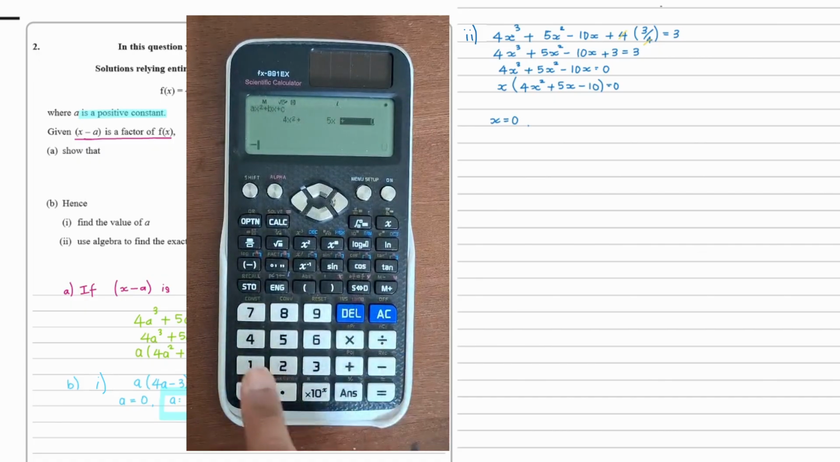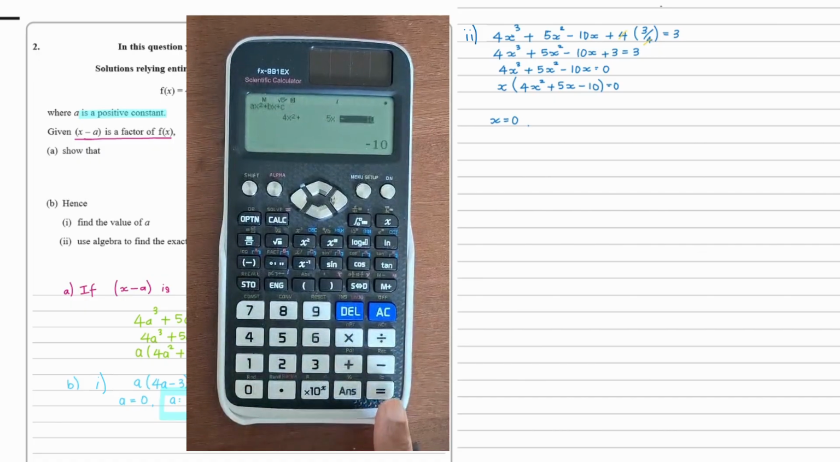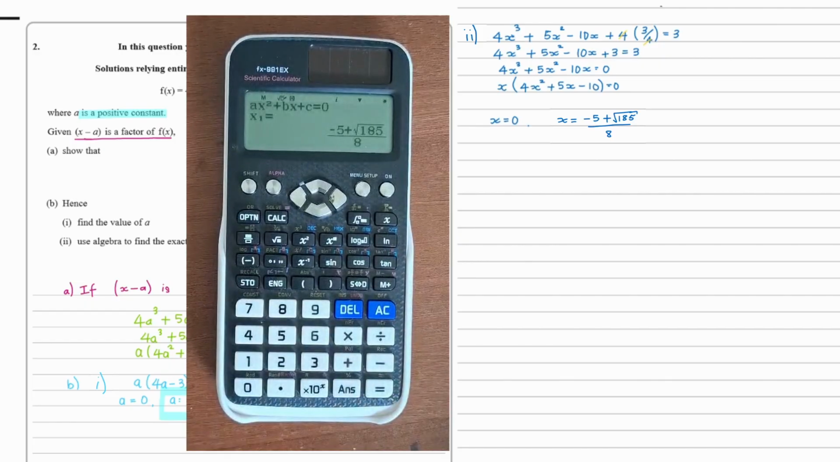And if we press equal another time, we will get the x1 value, which is minus 5 plus root 185 over 8. And if we press equal the second time, we will get the second value, which is minus 5, take away root 185 over 8.